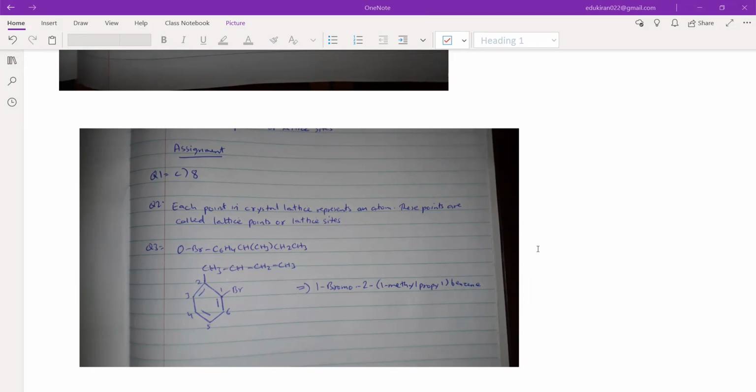Can you see the screen? Yes, Khalid, can you see the screen? Hello?